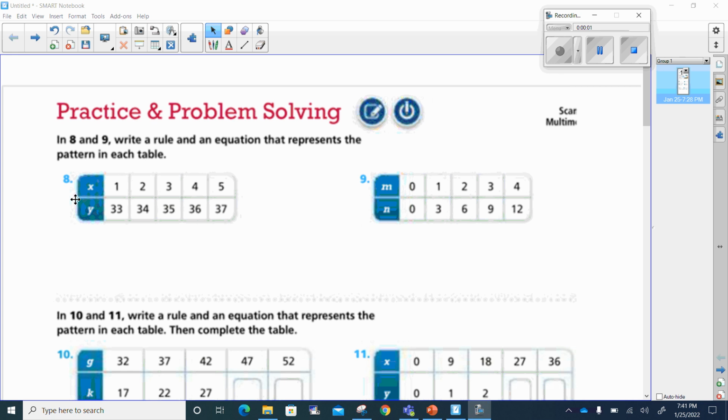Let's go ahead and work these problems. It says write a rule and an equation that represents the pattern in each table. When I examine this table, I see 1 and 33, 2 and 34, 3 and 35. I notice the same amount is increasing each time, which means x is going to be 32 less than y. So I can say that y is going to be equal to x plus 32.